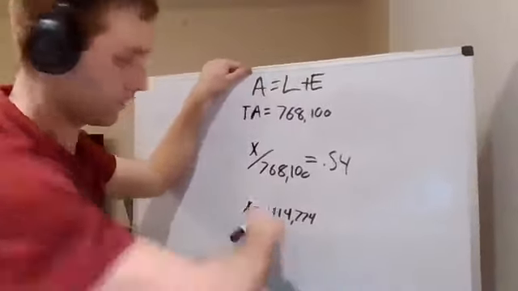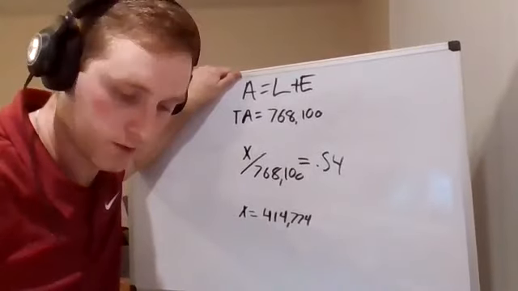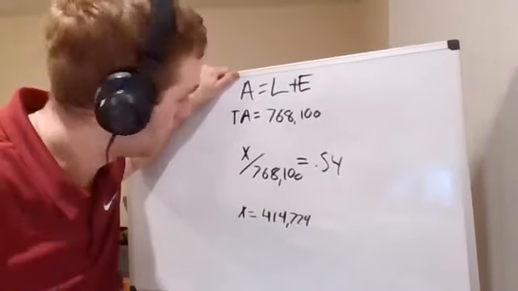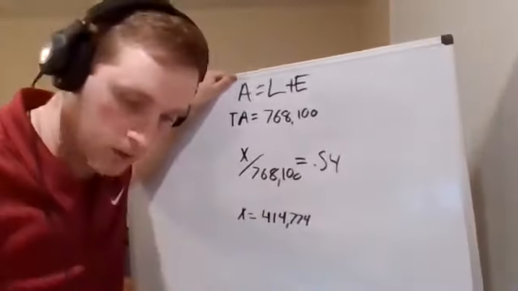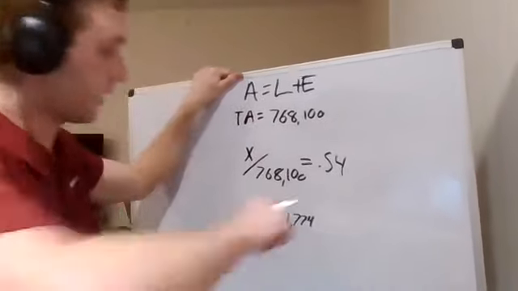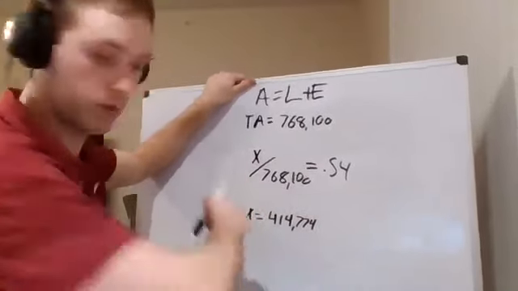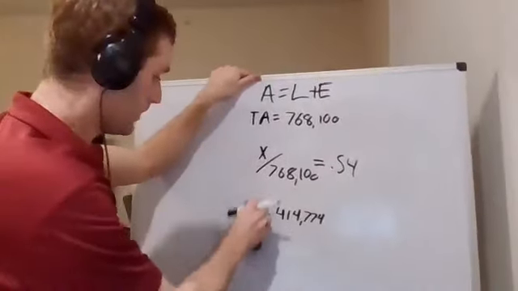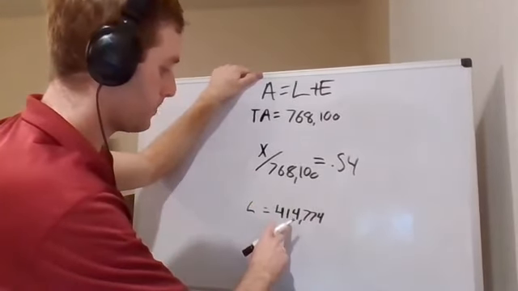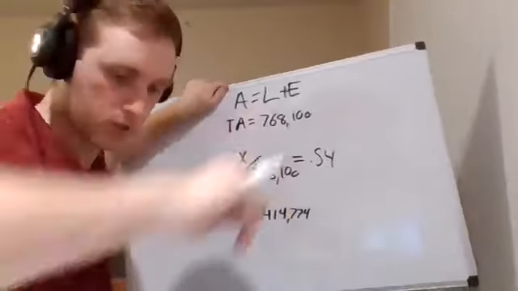Let's double check that. 414,774 divided by 768,100 gives me 0.54. So this would be our liabilities. In reality, X is L, which equals 414,774. I also know this is my total assets, which leads us back to the equation.